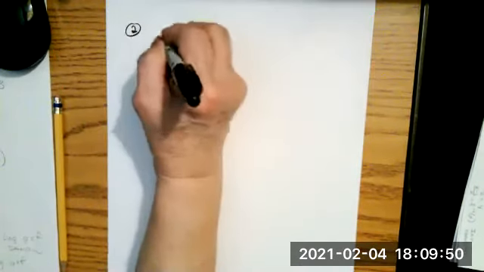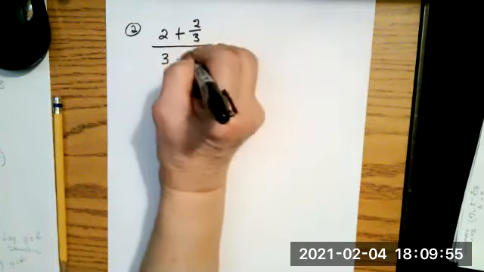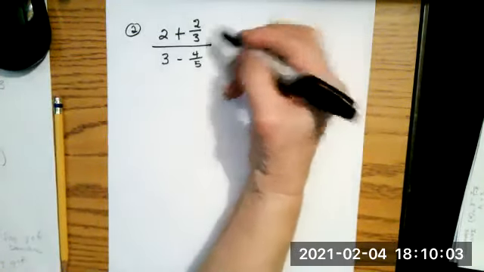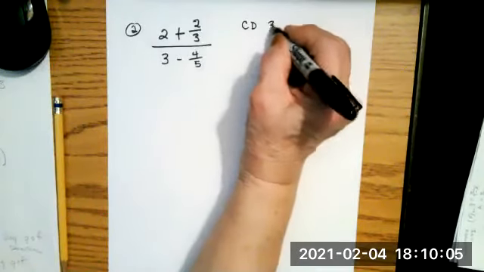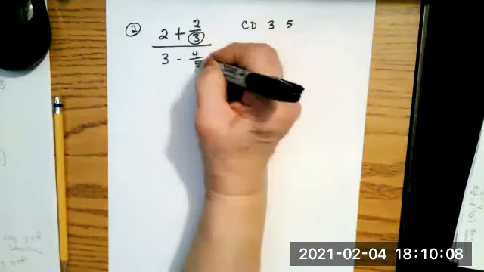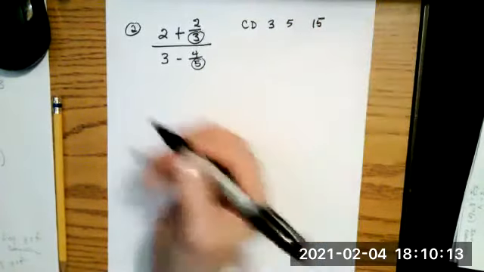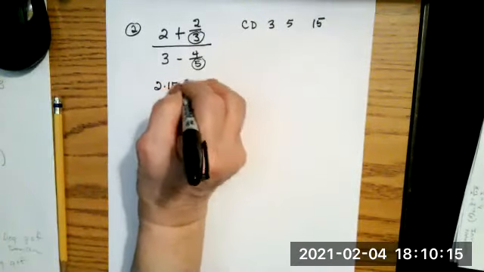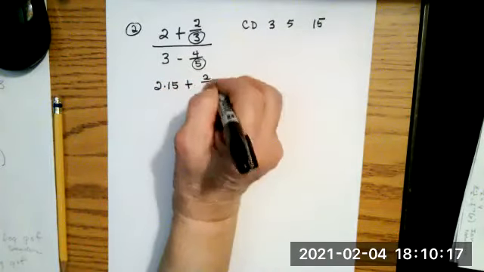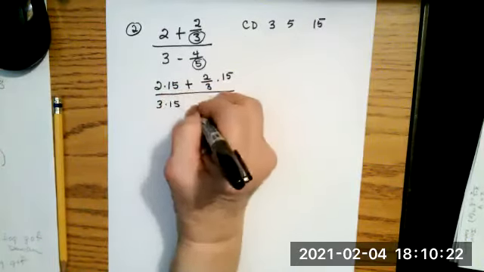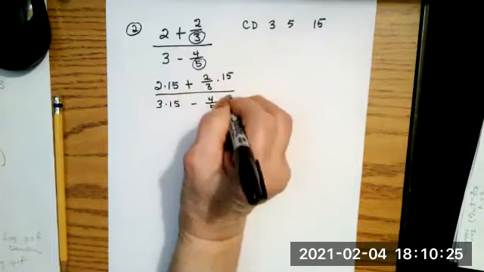It's 2 plus 2/3 over 3 minus 4/5. This was on several people. The same problem was on several people's list as missing it. This time I need a common denominator for 3 and 5 because 3's in the denominator and 5's in the denominator. So that would be 15. 3 times 5 is 15. So 2 times 15 plus 2/3 times 15 over 3 times 15 minus 4/5 times 15.